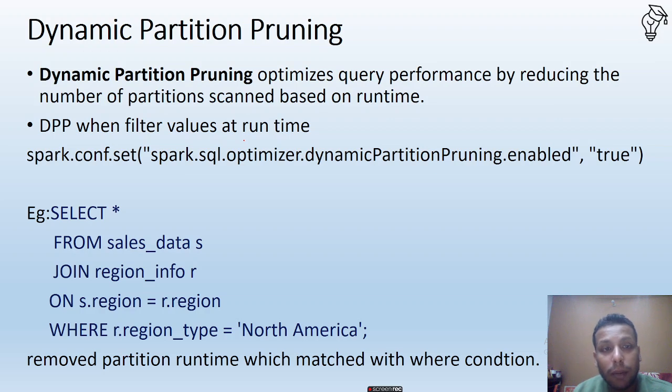Now come to dynamic partition pruning, and it is also something very important. Dynamic partition pruning optimizes query performance by reducing the number of partitions scanned based on runtime filter values. It is something like when we have a large number of partitions and we also have filter criteria. Before scanning the partitions, dynamic partition pruning applies the filter on those partitions at runtime, so that it reduces the number of partitions which we need to scan.